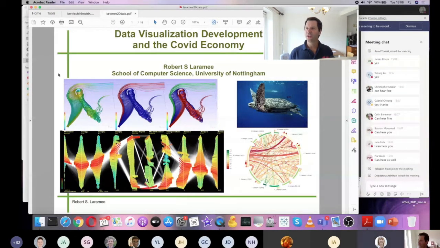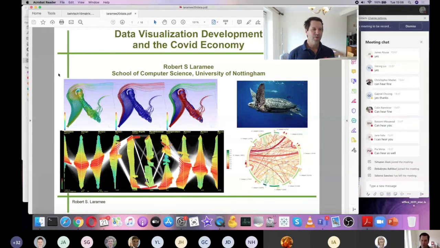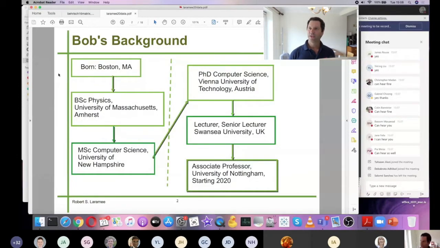Okay, so the title of this talk is Data Visualization Development in the COVID Economy. My name is Bob Laramie. And since I'm new to this community, I thought I would just give some background about myself. So I was born in Boston, Massachusetts. I don't know if anybody here knows what people from Massachusetts are called. I got a degree in physics from the University of Massachusetts Amherst.